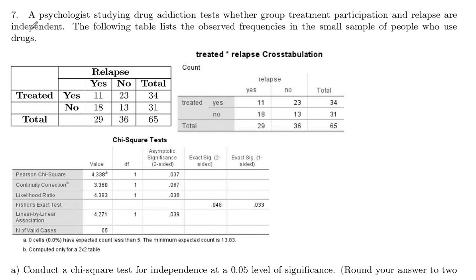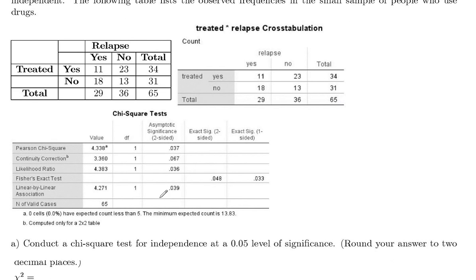We're working on Web Assigned Homework 8 and problem number 7. In my example here, we've got a psychologist who's studying drug addiction, and they test whether group treatment participation and relapse are independent. They list the observed frequencies down here in this table, and what they ask us to do is conduct a chi-squared test for independence.